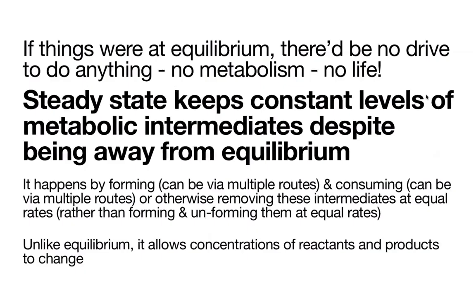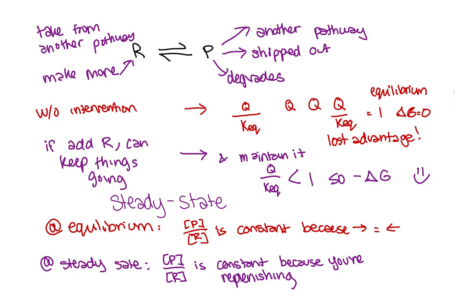Steady state is able to keep a constant level of a metabolic intermediate despite being away from equilibrium. What happens is forming, which can be via multiple routes, and consuming, which can also be via multiple routes, or otherwise removing those intermediates at equal rates. So you're forming it and you're removing it somehow, by using it, by siphoning it off to another pathway, by taking it out of the cell, at a rate equal to the rate at which you are forming it. And this is in contrast to equilibrium, where the rates of forming and unforming were equal.